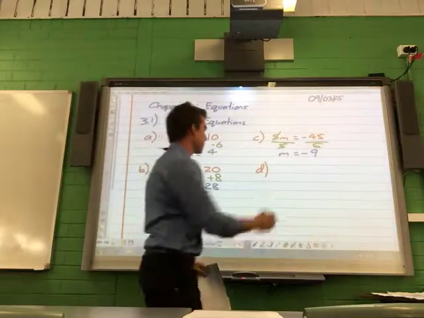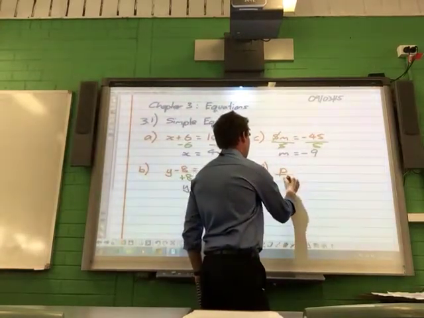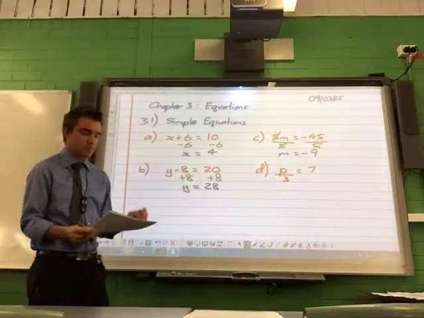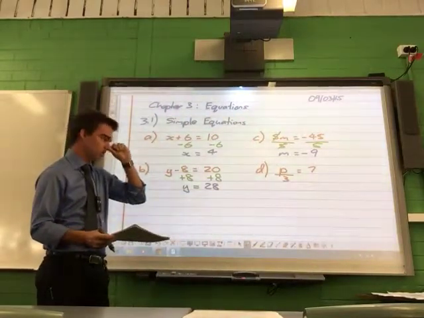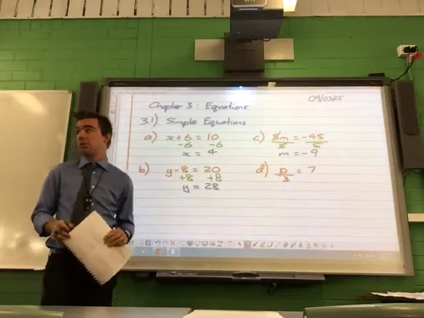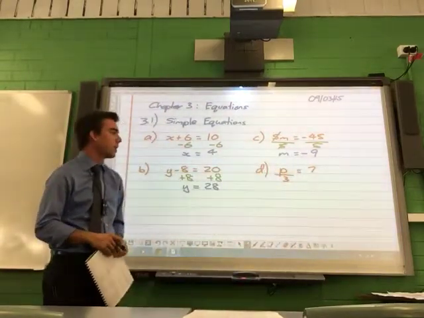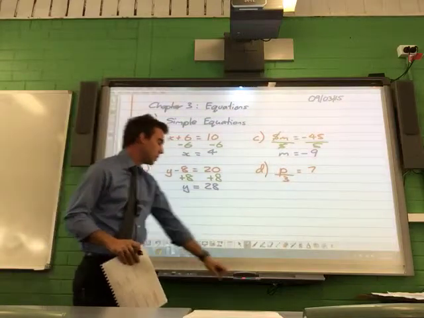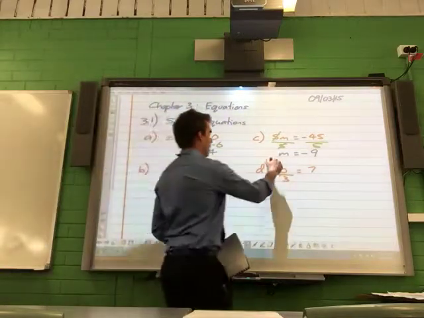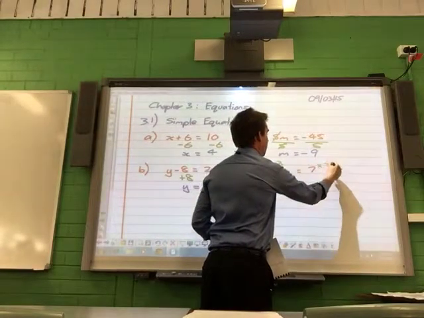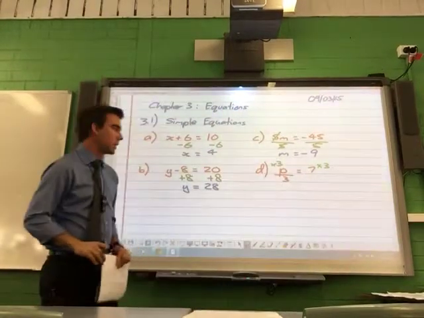D. p on 3 equals 7. So a fraction is division, so the numerator divided by the denominator is how we read that. And to do the opposite to dividing by 3, I'll multiply by 3 on both sides.